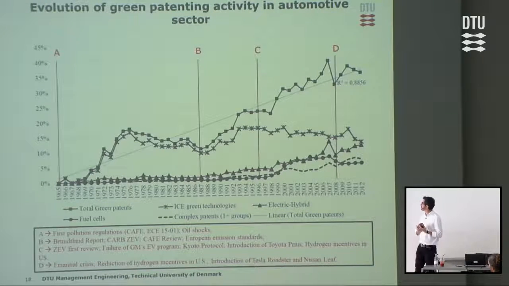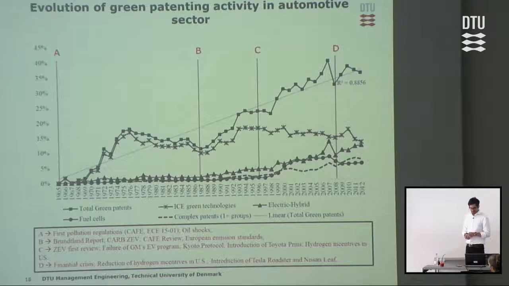And then this picture just shows the evolution of green patenting in this sector. And what we see is that overall, the total green patenting in the sector has increased almost in a linear growth. In the first years, the first decades of green patenting, it was basically related with the ICE, the internal combustion engines, which are very closely related with the dominant design. But then, after some time, we start to see this gap between the development of ICE and the total patenting. And this gap relates with the other technologies, the electric, hybrid, the fuel cells, and also the complex patents.